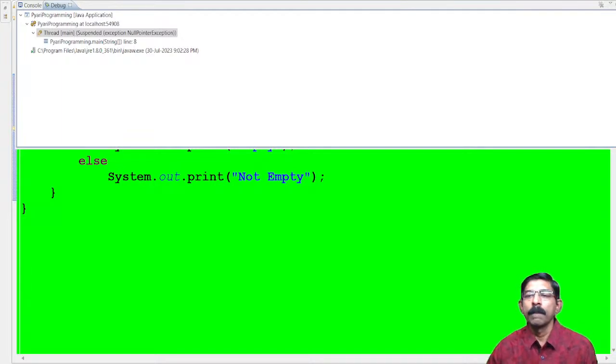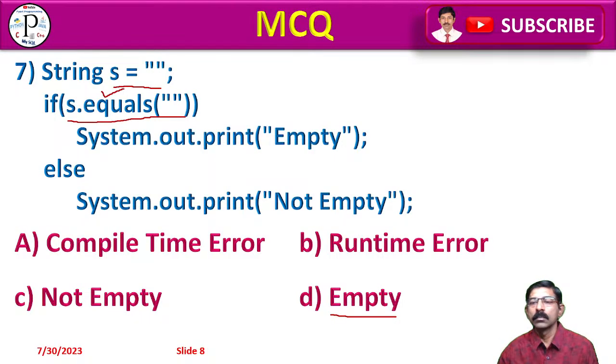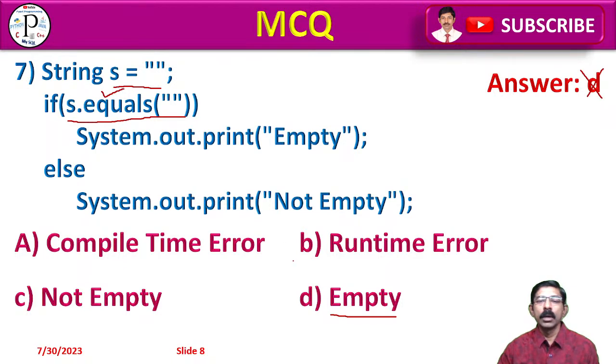Everyone understood? Give me your confirmation. There is a risk of using null. Okay, fine. So the answer was wrongly given as D. The answer will be runtime error, which is B. Which number question is this? Question 7. Answer is B.